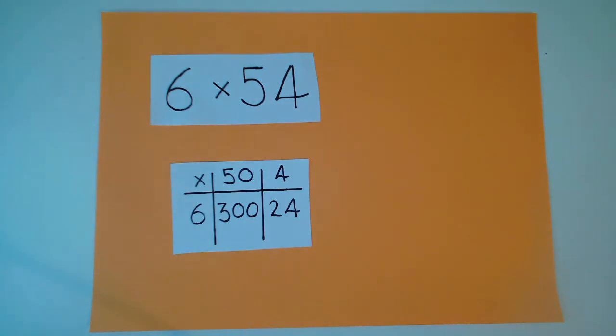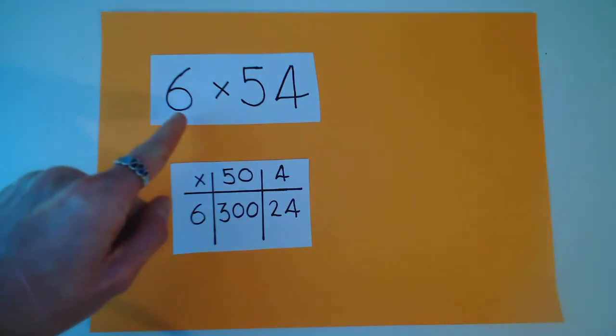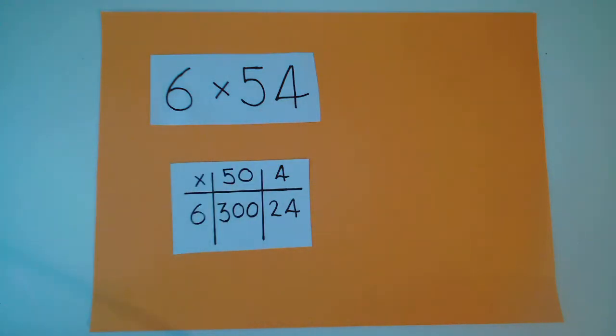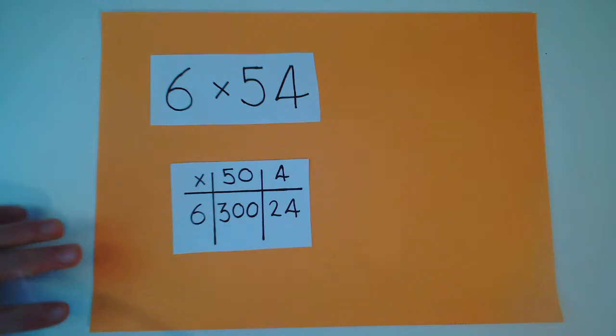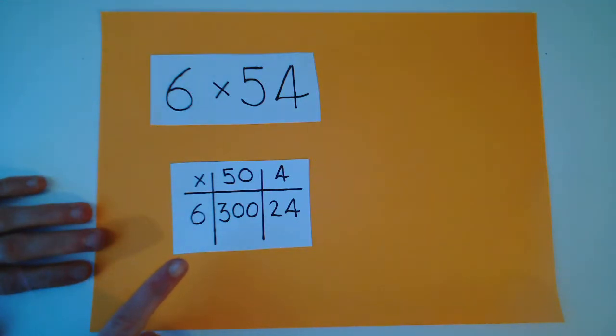Our next orange question was 6 times 54. This is getting tricky now, Year 4, so brilliant anyone who had a go at this. So your grid should look like something like this. So using your pens, tick it if you've got it right or correct it if you've just had a go and it's not quite there yet, but that's nothing to worry about at all.